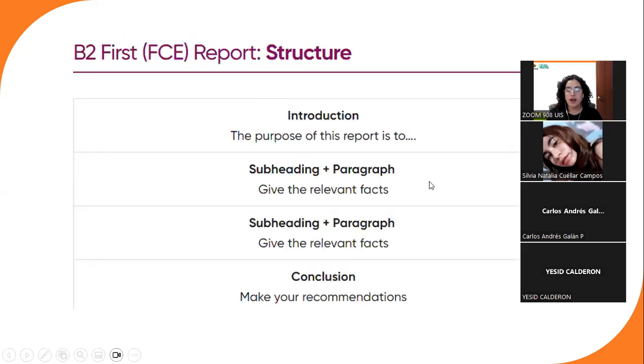Now let's check the structure. How can we write a report? So the first part is the introduction, where we always need to include the purpose of the report is to what? To describe, to summarize, to analyze, whatever the purpose is, you need to state it in the introduction, okay? Then you have the subheading or the subtitle plus the paragraph, so you give relevant facts. Another paragraph, again with the subheading, giving other relevant facts. And finally, you have the conclusion, often including some recommendations, okay, or your final thoughts, right? So this is the basic structure of a report.